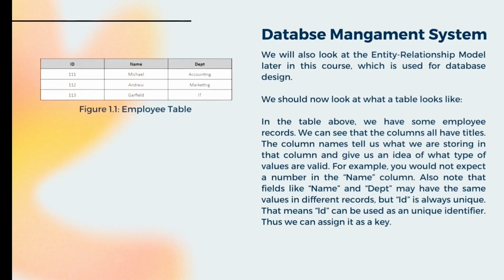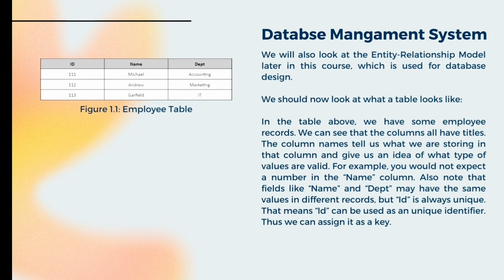We will also look at the entity relationship model later in this course, which is used for database design. We should now look at what a table looks like. In the table above, we have some employee records. We can see that the columns all have titles. The column names tell us what we are storing in that column and give us an idea of what type of values are valid. For example, you would not expect a number in the name column.